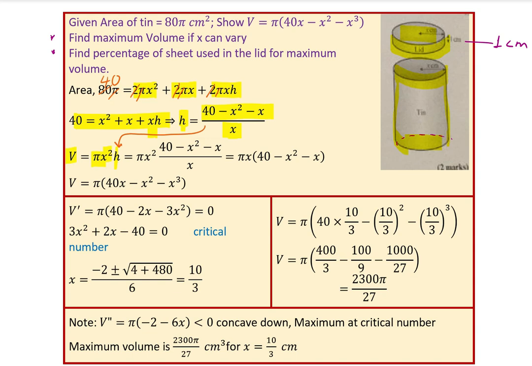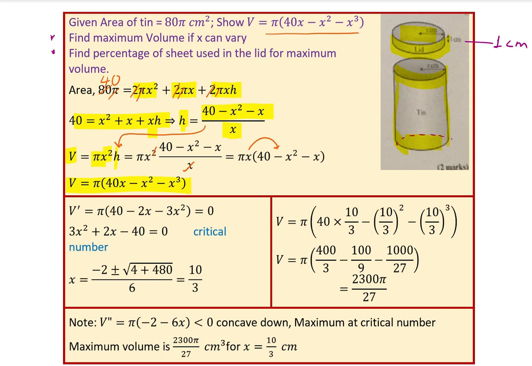So we get the expression for volume as pi x squared times (40 minus x squared minus x) over x. Now you can simplify this, cancelling these x's, right? So we get pi x times (40 minus x squared minus x), which can be rearranged taking x inside, right? And then you get the required expression, which is right there. So I hope this part is absolutely clear. So the volume of this tin is pi times (40x minus x squared minus x cubed), right?